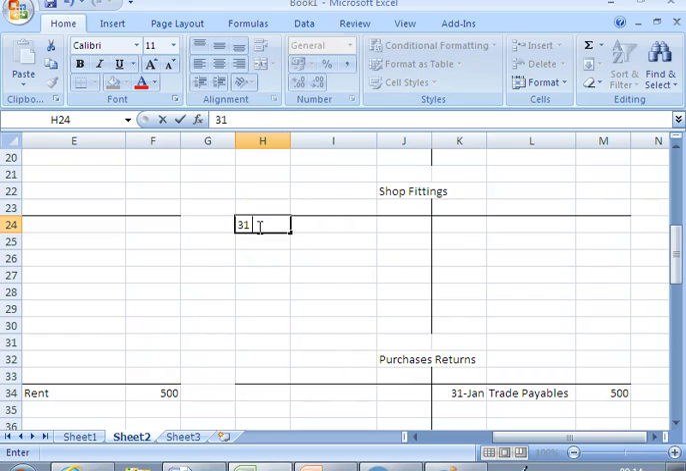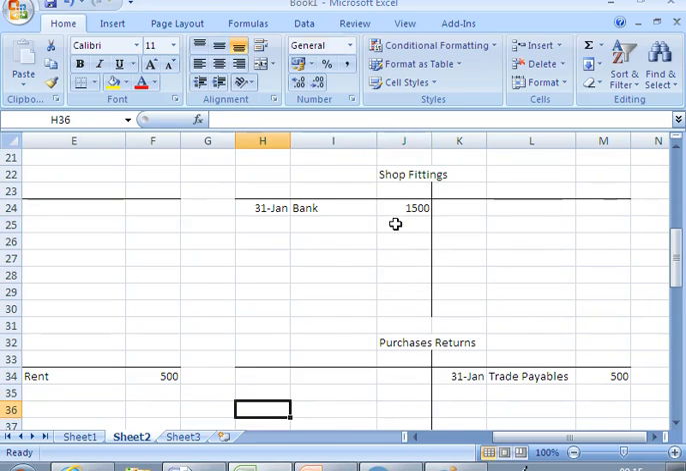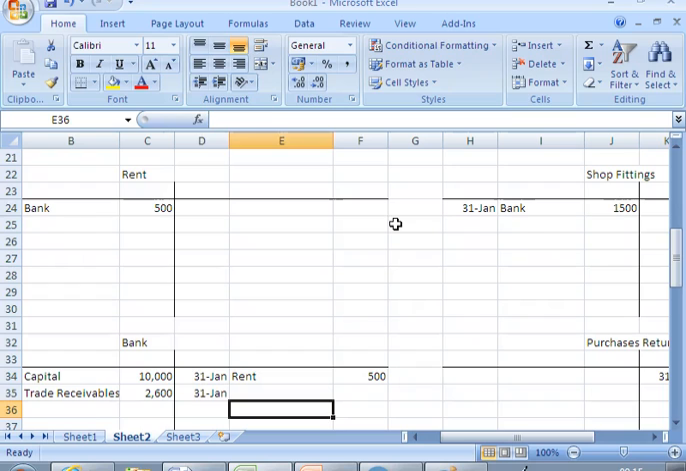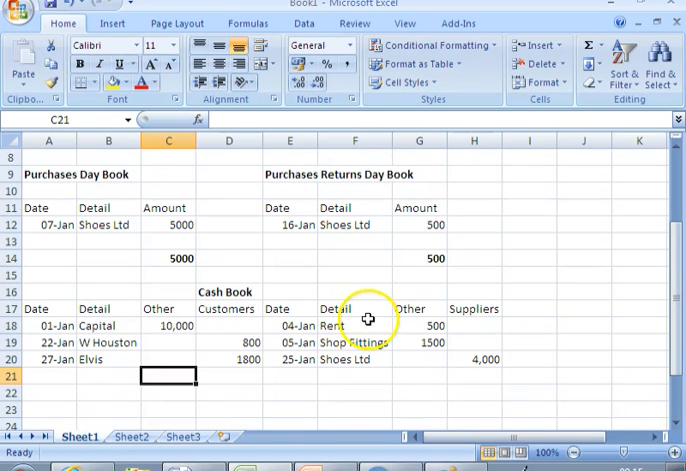Let's go to shop fittings. Same for shop fittings, 31 January. You have an asset here, 1,500, and you credit bank as well. Shop fittings, 1,500. Right, and then I believe you also paid some money to Shoes Limited for 4,000, and that's your only trade payable in this case.